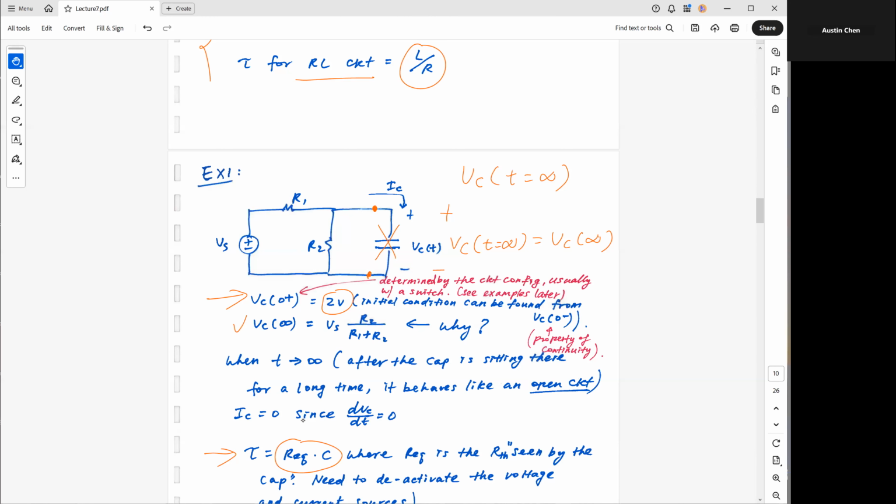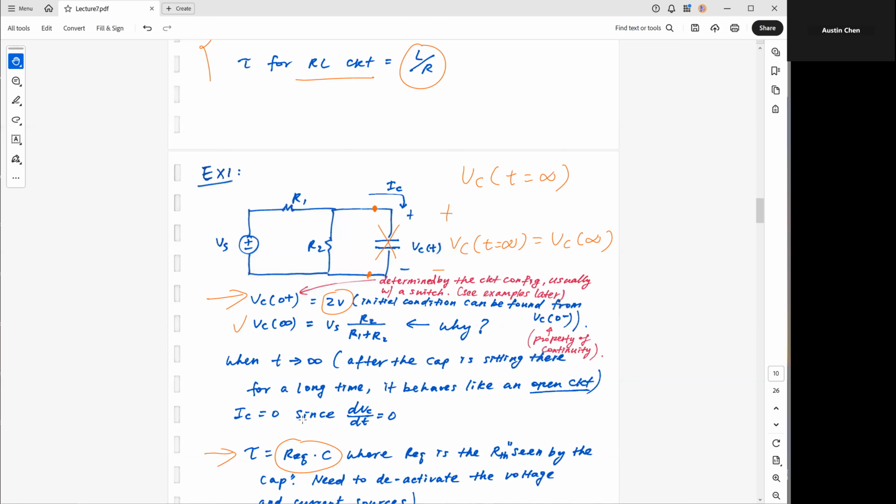In the last example, we only dealt with 1 resistor, so that's simple. There's only one, so that has to be the only resistor that we use in the equation for the RC. But now I have R1 and R2, so how do I figure this one out? For this tau, we need to find the equivalent resistance. Not just R1 or R2, but we have to find the equivalent resistance.